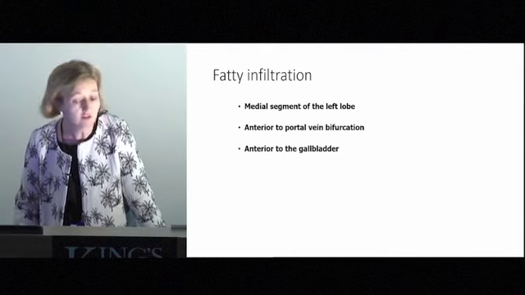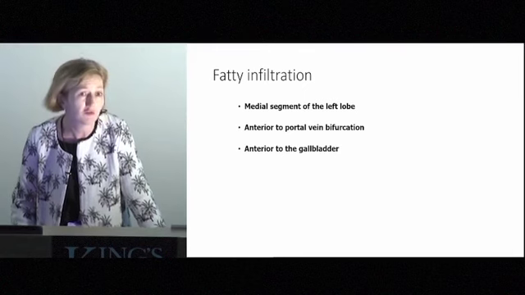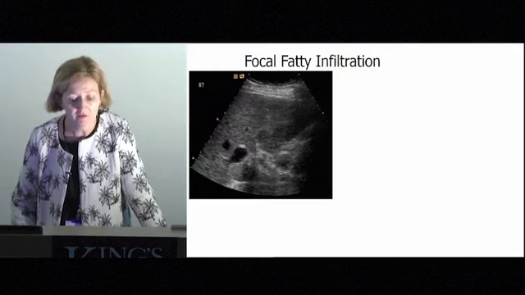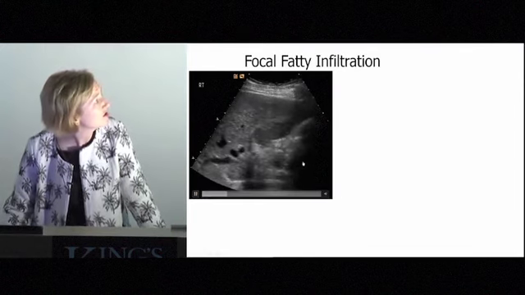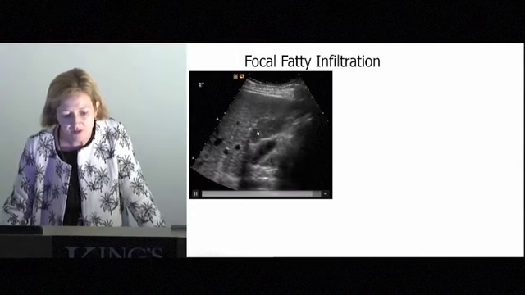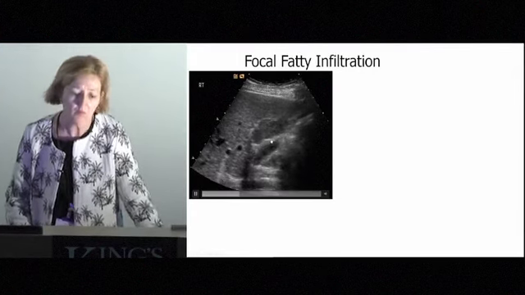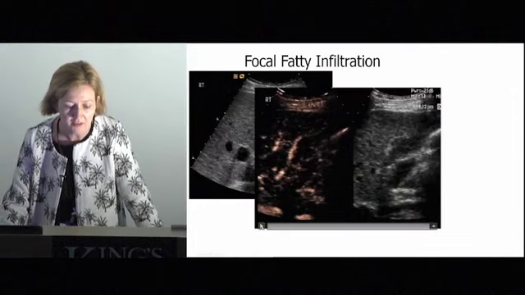Fatty infiltration, a very common finding. There are some characteristic areas where we will see it, and more often than not, you know it's fatty infiltration. But occasionally it can have a very mass-like effect. And so if we look at the grey scale of this patient, adjacent to the gallbladder, here's the gallbladder, and here's our fatty infiltration, and it looks quite mass-like. And we want to send the patient away. We don't want to see them again. We don't want to have to do any other further investigations.